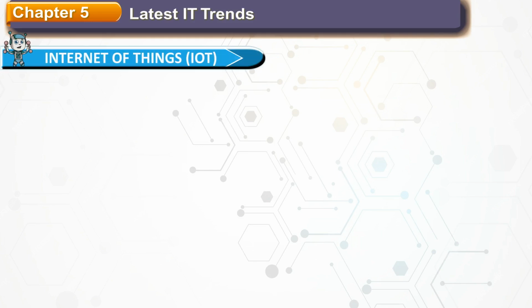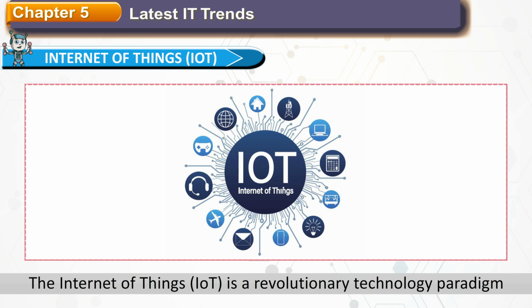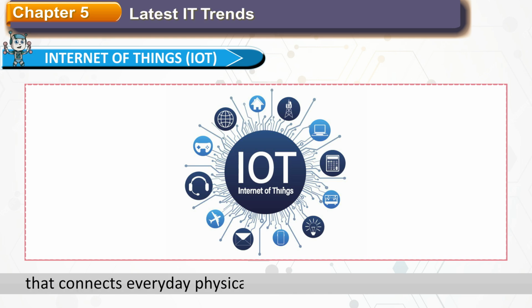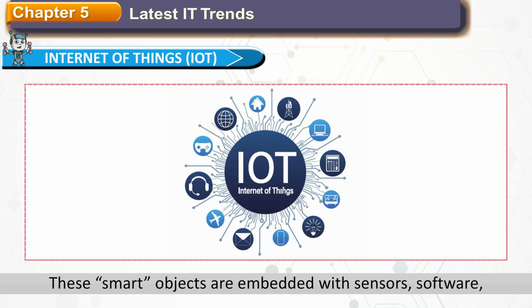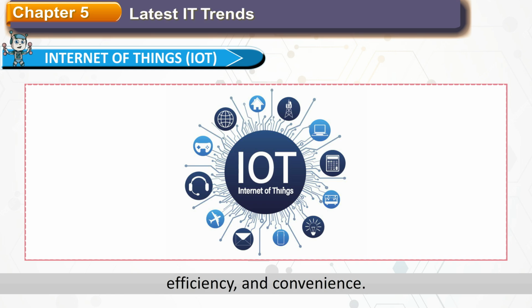Internet of Things, IoT. The Internet of Things, IoT, is a revolutionary technology paradigm that connects everyday physical objects and devices to the Internet, enabling them to collect and exchange data. These smart objects are embedded with sensors, software, and connectivity, allowing them to communicate with each other and with human beings, leading to increased automation, efficiency, and convenience.